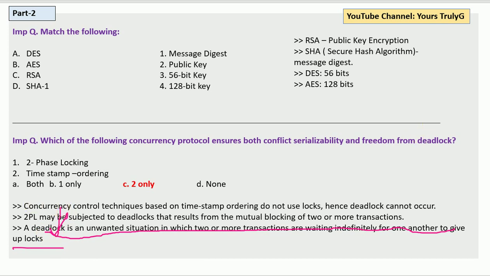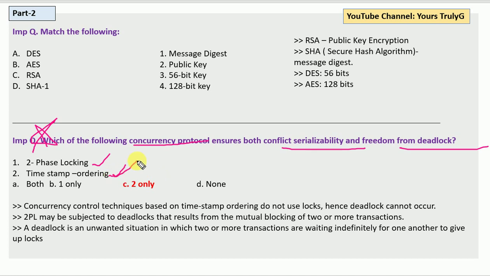So in a nutshell, what we have to remember, it's a very important question: these are all concurrency protocols in database management system. If you study, you will find that there are a few protocols related to concurrency. So which protocol ensures both conflict serializability and freedom from deadlock? The correct answer is timestamp ordering. Okay, so I hope you now have a better understanding.